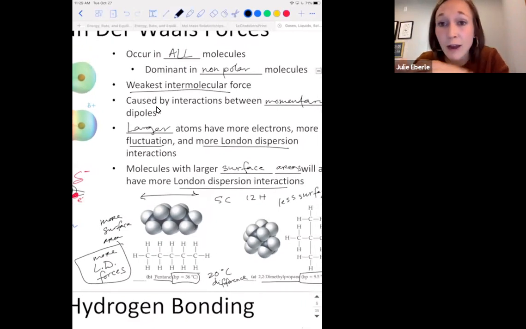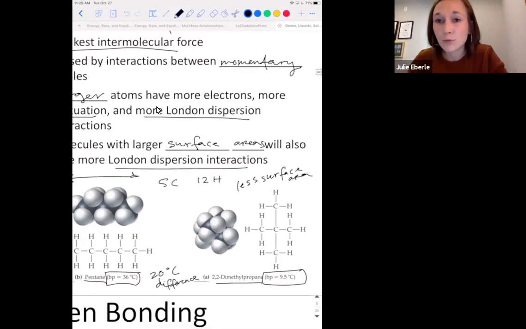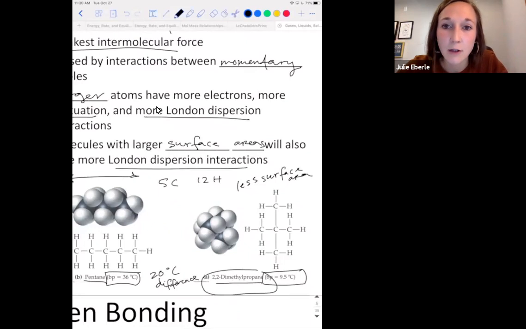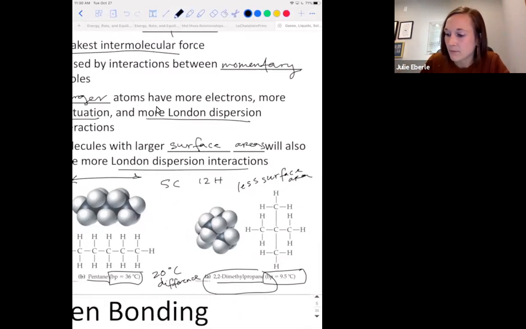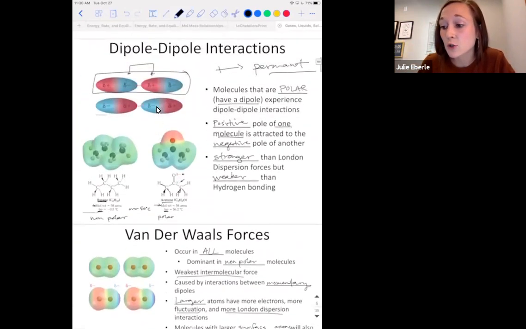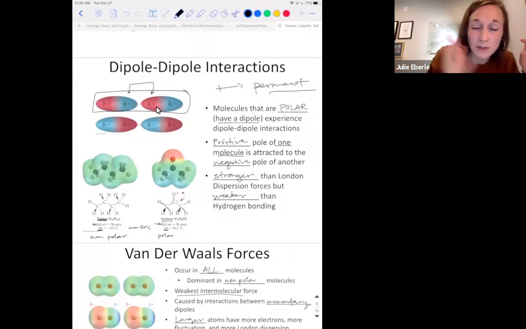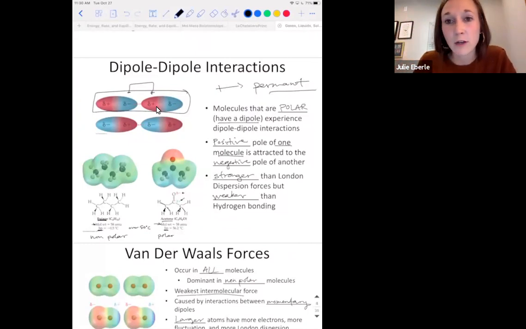We've got to add more heat to it to break all those London dispersion forces and cause the molecules to go into the gas phase. It takes less energy, less heat to break apart all those London dispersion forces and cause these 2,2-dimethylpropane molecules to enter the gas phase. Questions? Essentially, the more interactions you have, the higher the boiling point. The fewer interactions you have, the lower the boiling point. Vice versa, the stronger the interaction, if you have molecules that can experience dipole interactions versus London dispersion forces or van der Waals, that will have a higher boiling point as well.